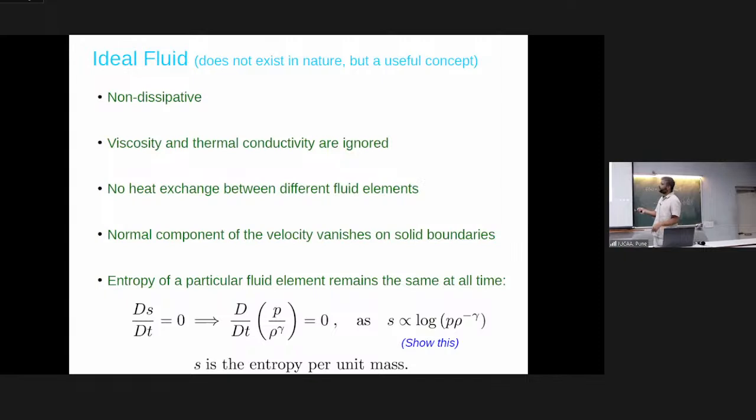Let's now formally define ideal fluid. I think I've said enough about it. But it is important to note that it does not exist in nature, but it's a very useful concept. In fact, it doesn't do justice to say that it does not exist in nature, because most fluids in astrophysics that we deal with, we actually treat as if it is an ideal fluid.